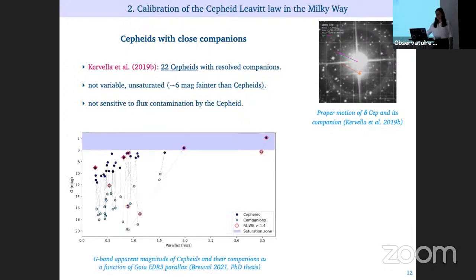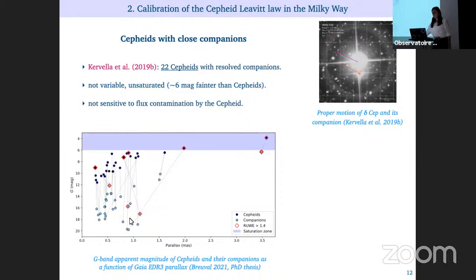As you can see on this plot, I represented the G-band apparent magnitude of the Cepheids in dark blue, and that of the companion in light blue, as a function of the parallax. And in blue is the saturation zone. So many Cepheids are close to this saturation zone, while the companions are in the optimal regime for Gaia, between 12 and 18. There is no saturation issue and it's not too faint.